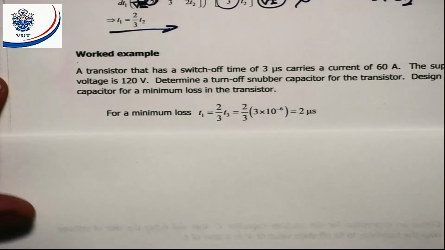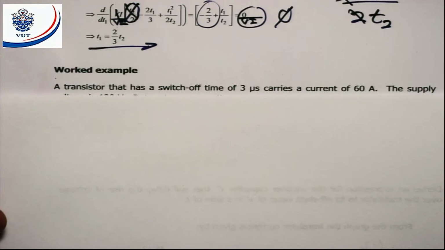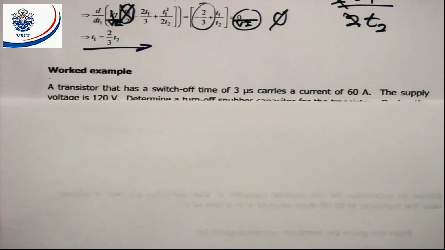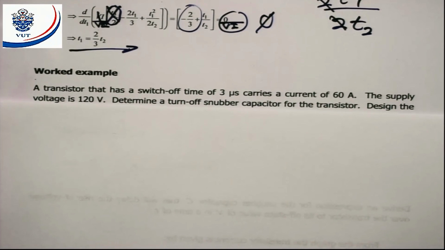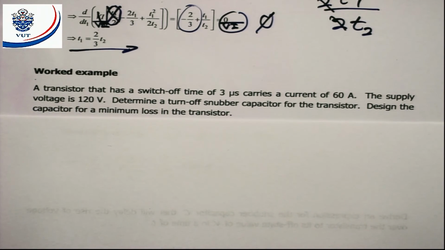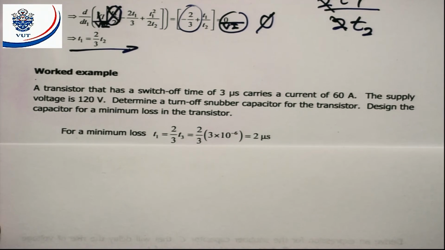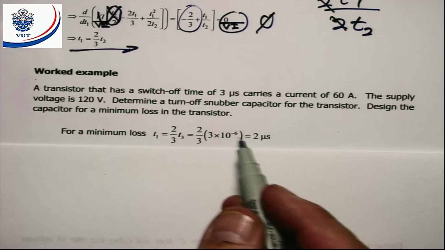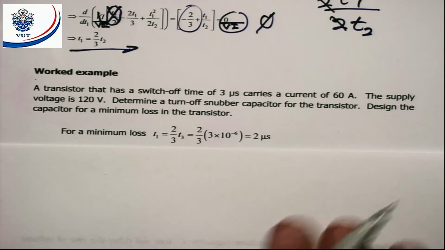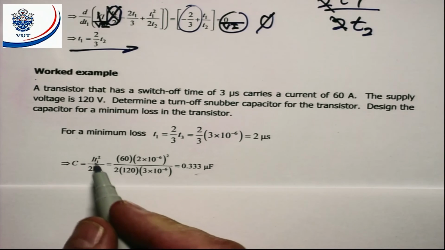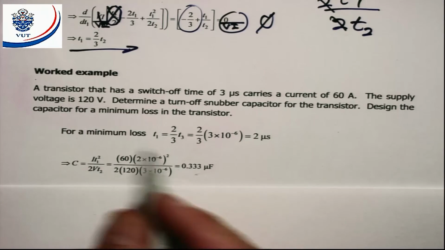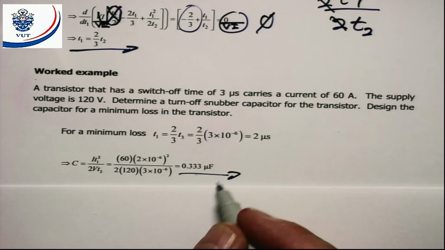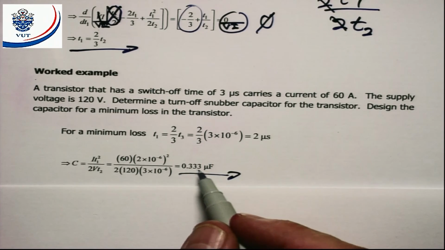I've got a worked example here. A transistor has a switch off time of 3 microseconds and carries a current of 60 amp. The supply voltage is 120 volts. Determine a turn-off snubber capacitor for the transistor. Design the capacitor for a minimum loss in the transistor. So for a minimum loss, T1 is equal to 2 over 3 T2, so T1 will be 2 microseconds. Fill in your T1 and T2 into your equation and you get that the capacitor is 0.333 microfarad.